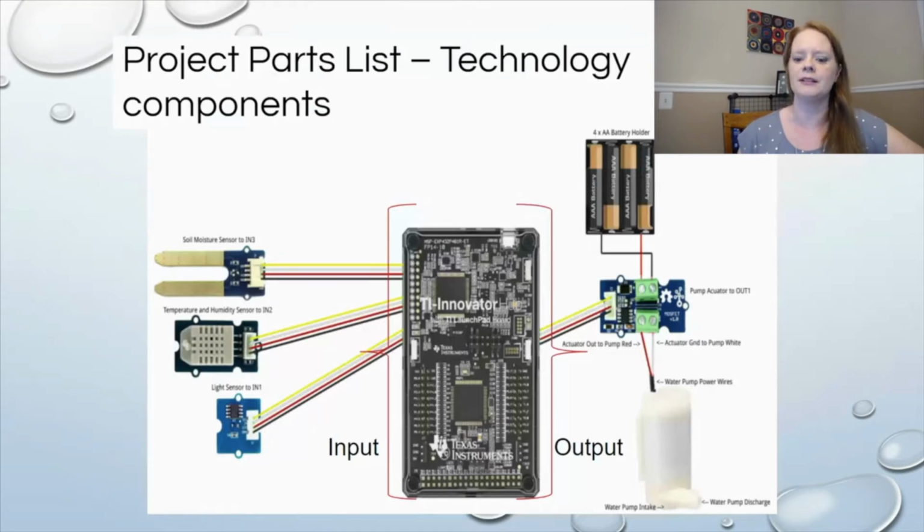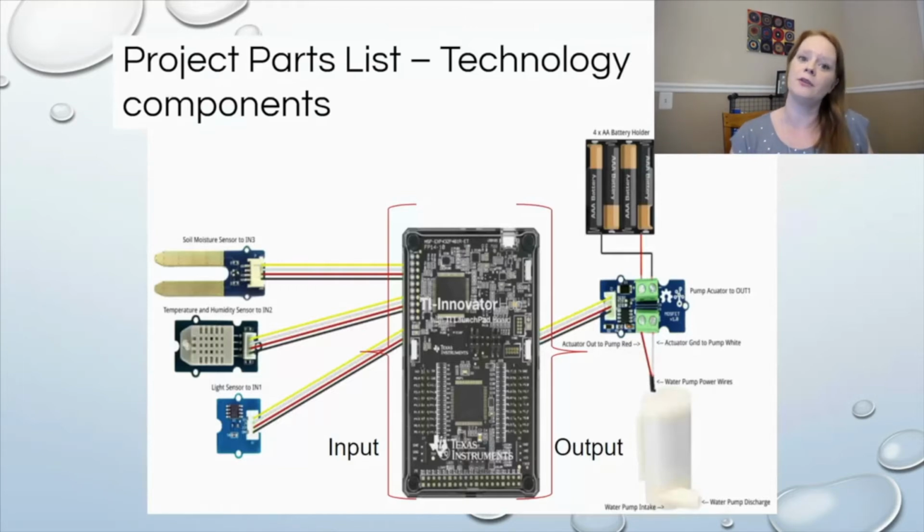For this project, we have several different components. We have some inputs and outputs. The inputs for this, using the TI Innovator Hub, are the soil moisture sensor, the temperature and humidity sensor, and the light input sensor. We're taking in that information to determine what our plants need. And then our output is going to be our water pump. It's a submersible water pump that we can then put water out with at a specific speed or amount.